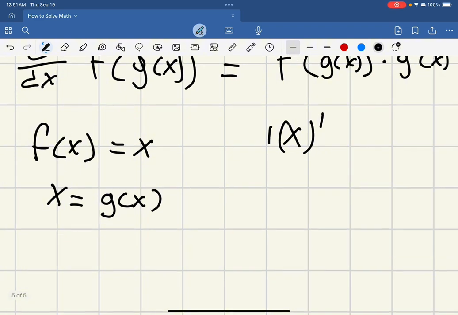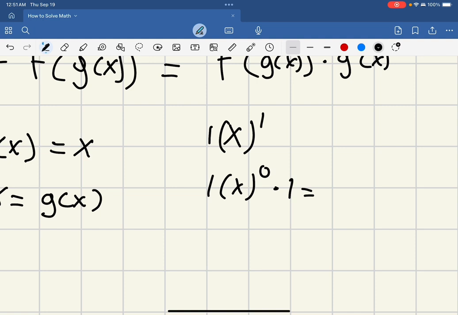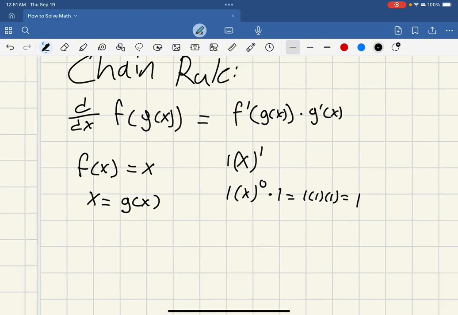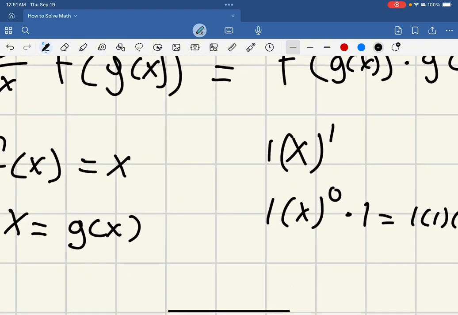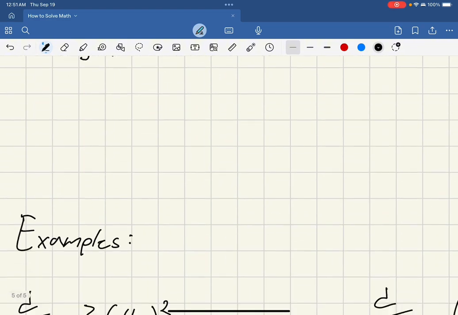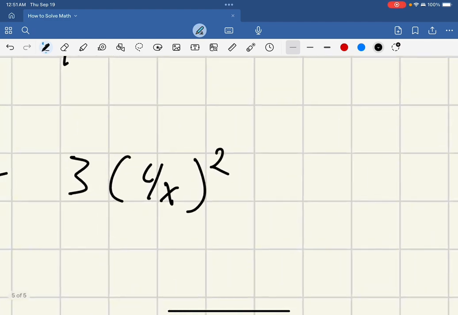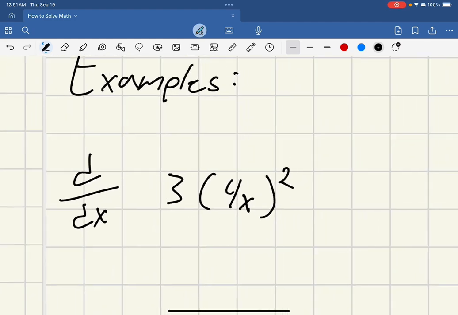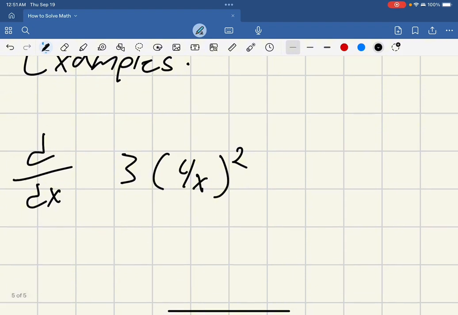But we take the derivative of the outside. In this case, this is going to be 1 times x to the power 0, and then we want to take the derivative of the inside times 1, right? At the end, this is just going to be equal to 1 times 1 times 1, which is just going to be 1. Anyways, it's really simple. I have some examples here. You guys can pause the video and try to solve these by yourself.